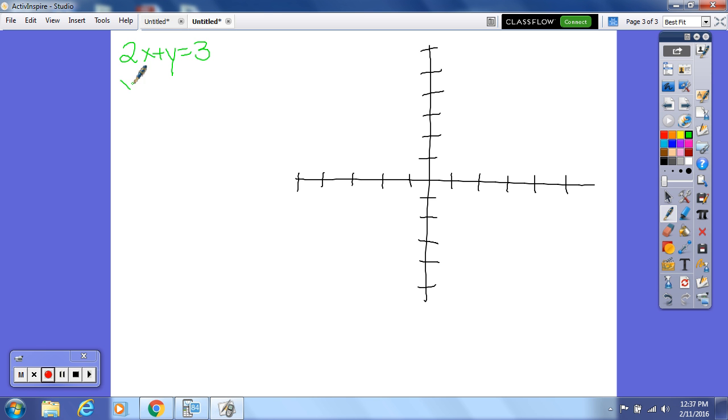So I'm going to bring the 2x over, so y equals negative 2x plus 3. So m equals negative 2 over 1, b equals 3. Again, like I said, I'm going to have to go quicker, so make sure you're getting it. So I start at 3 on the y-axis, and it's negative, so I'll go up 2, left 1, or down 2, right 1.